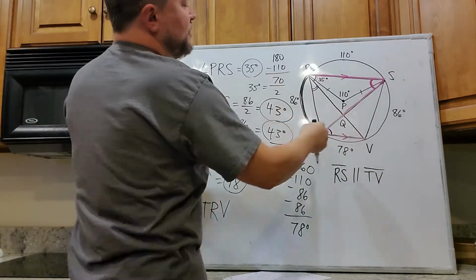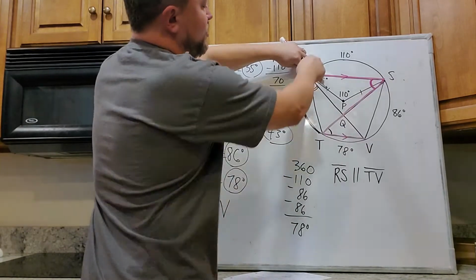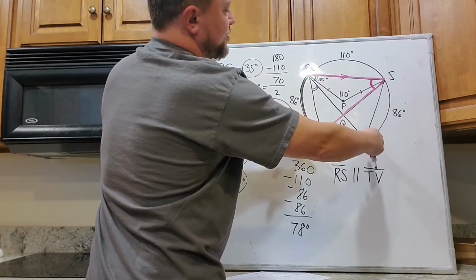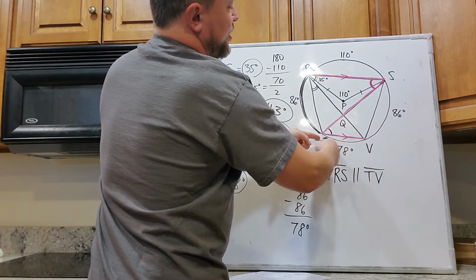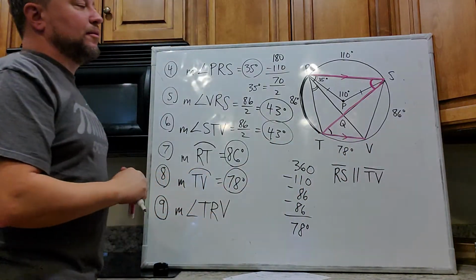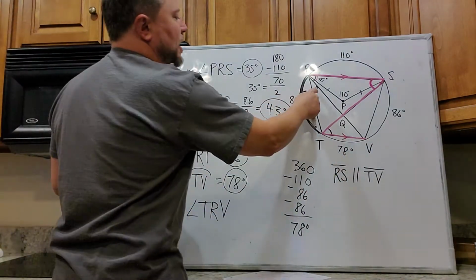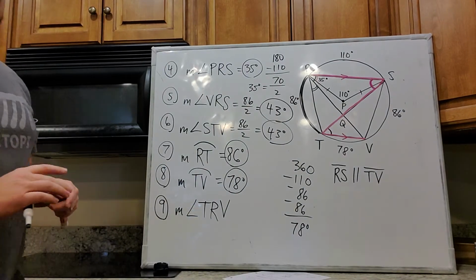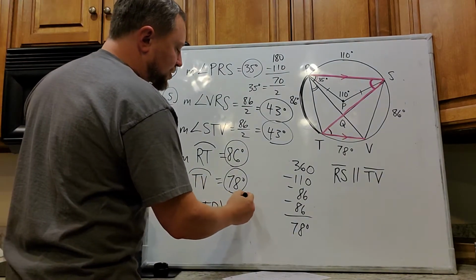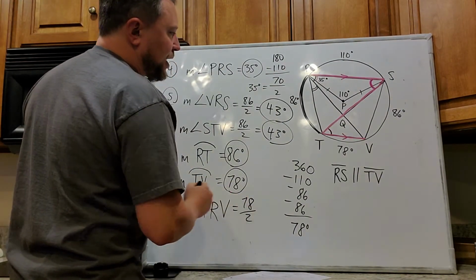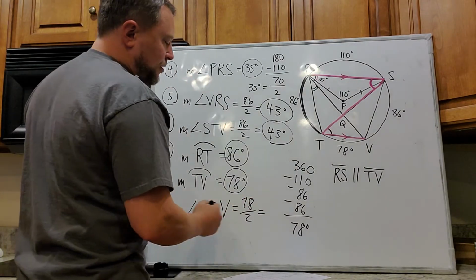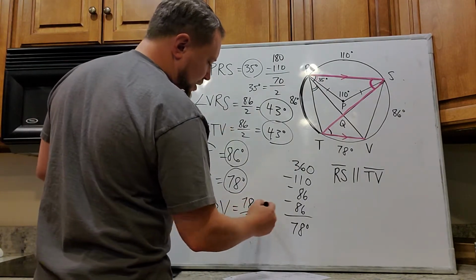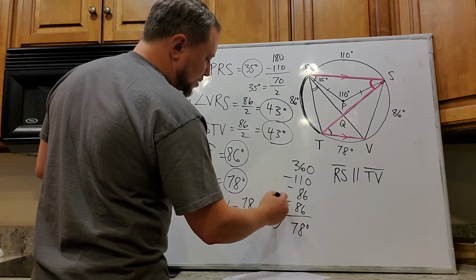If you look, it's that angle right there, TRV. It's an inscribed angle. It's got its vertex on the circle. It opens up and hits the circle across the way down here. And the arc it hits is 78 degrees. So remember, the inscribed angle is only going to be half the measure. So we just have to do half of 78, and we get 39 degrees for that one.